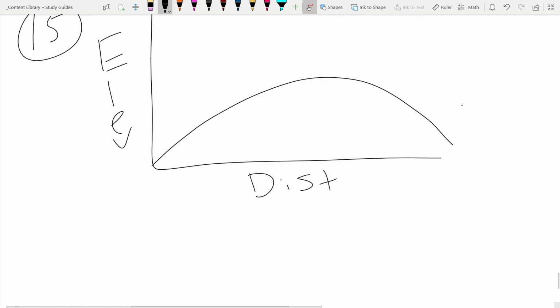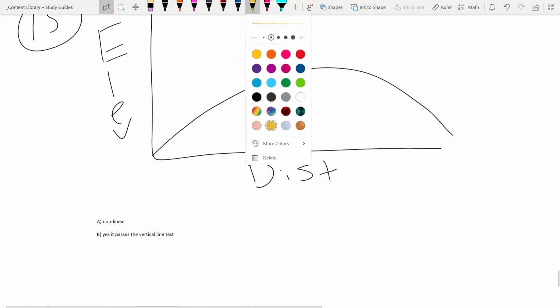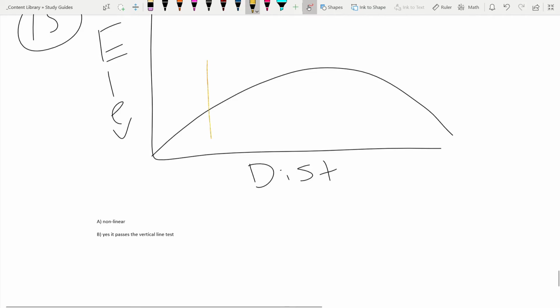So part A asks first off, is this linear or nonlinear? Well, nonlinear means it's not a line, which we see it's definitely a curve. So this is non-linear. B then asks, do you have a function? Yes, it passes the vertical line test. No matter where I draw vertical lines through this thing, I never hit my picture more than once. One time, one time, one time. So this does pass the vertical line test.